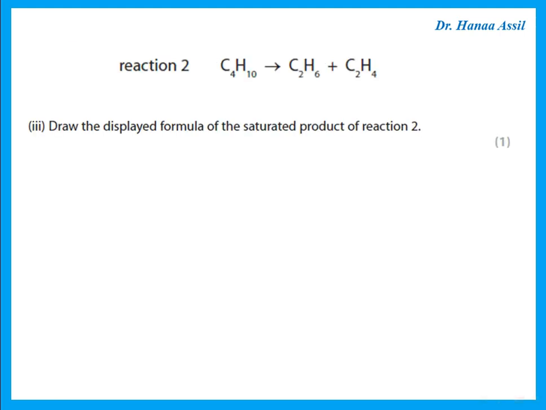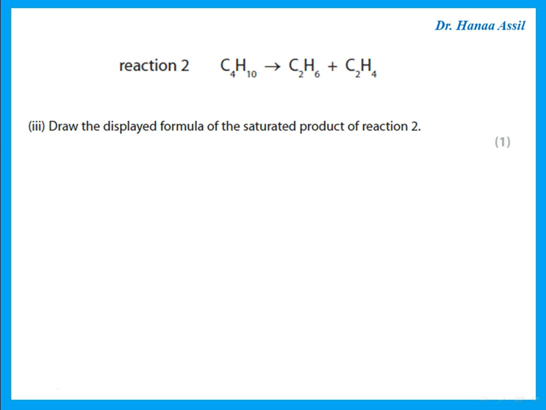Draw the display formula of the saturated product of reaction 2. What do we mean by saturated? Is he talking about alkane or alkene? Remember, saturated means alkane, means it has only single bonds between carbon, that is saturated. Unsaturated are the alkenes. Unsaturated means it has a double bond between carbon atoms.